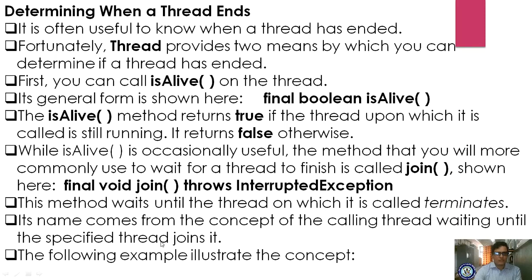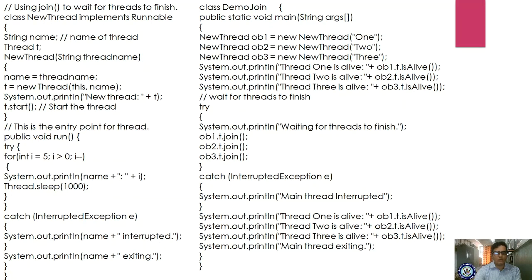To understand this concept more, we would like to have one program. Here one program has been given. Please understand this concept. Class NewThread implements Runnable. This is the last program. String name, Thread t. Here the constructor is there. We are taking name is equal to new Thread(this, name), right?